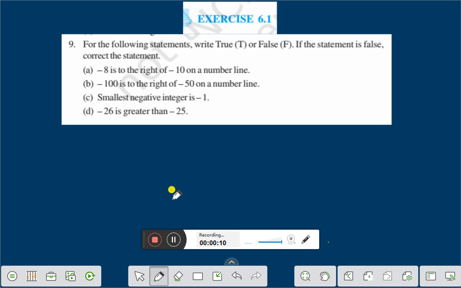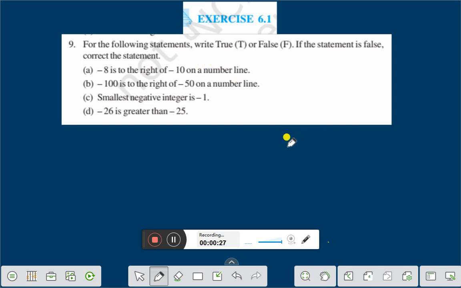Exercise 6.1, question number 9. For the following statements, write true (T) or false (F). If the statement is false, correct the statement. Now question number A. A: minus 8 is to the right of minus 10 on a number line.